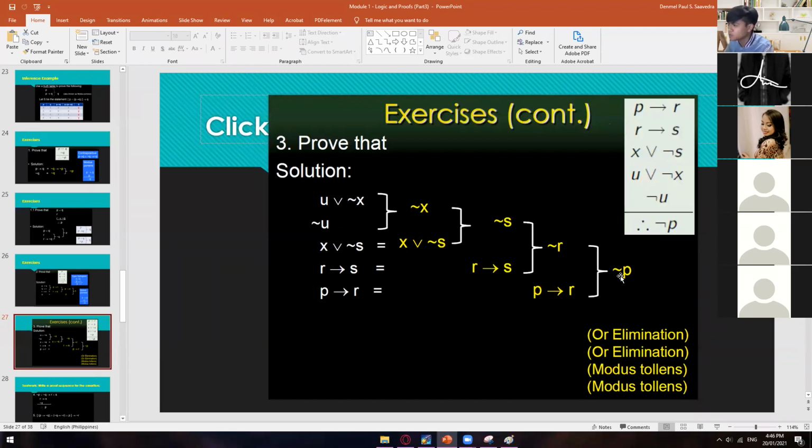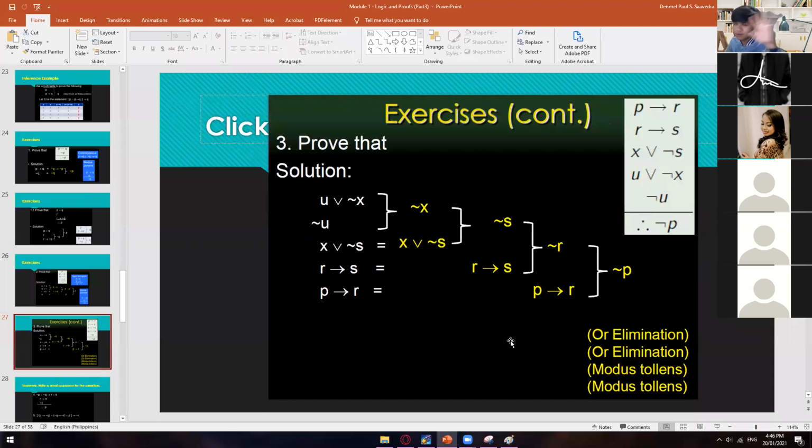So from positive, it will become negative. In here, we have now proven that those hypotheses are really equal with negated P. Here are the steps that we did. The first one is or elimination, the next one is or elimination, and the last two are modus tollens. 1, 2, 3, 4. So first step, second step, third step, and fourth step.